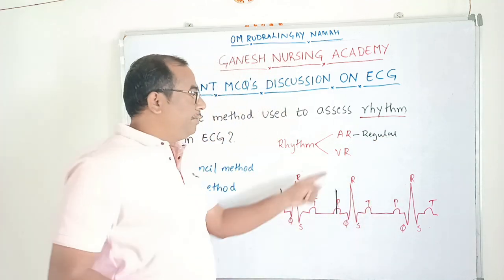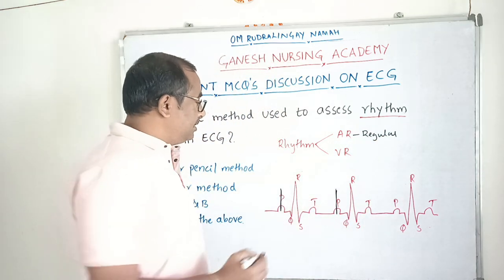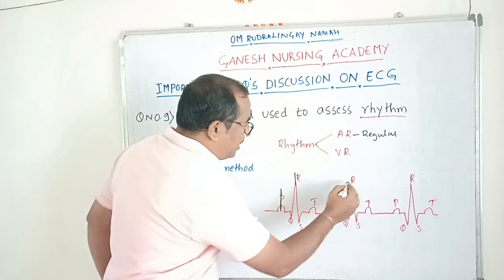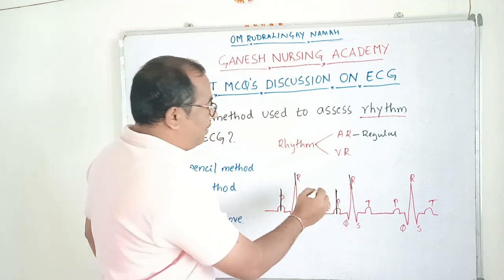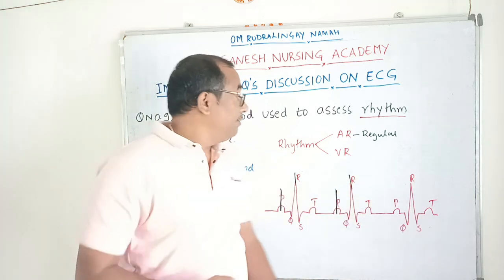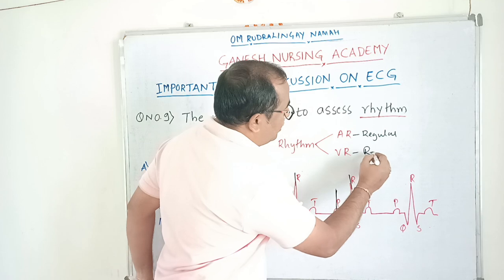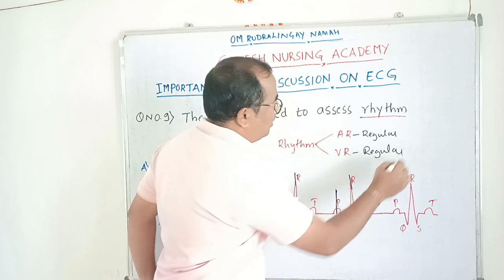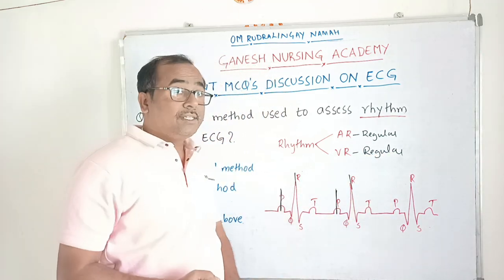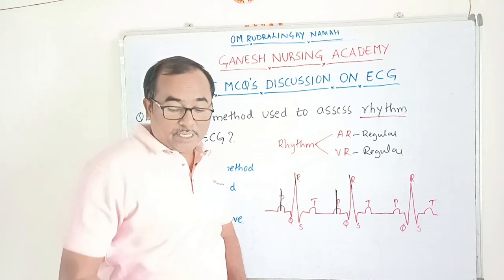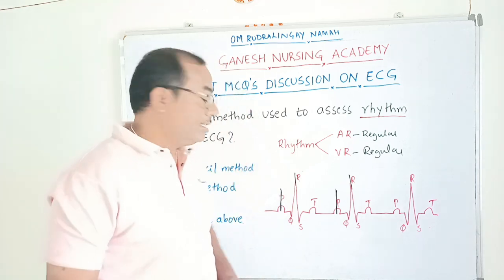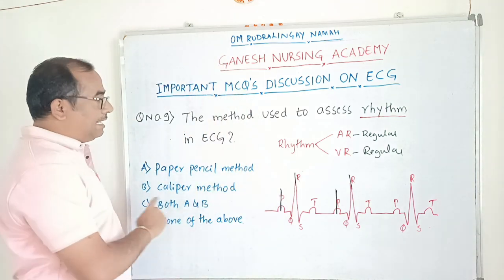Likewise, if you want to assess the ventricular rhythm, you have to see whether the distance between two consecutive R waves is equal everywhere. Then the ventricular rhythm is said to be regular. So this is basically rhythm. Now how to assess the atrial rhythm and ventricular rhythm? We have two methods for that: paper pencil method and caliper method.